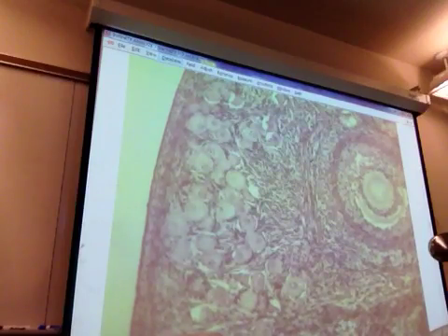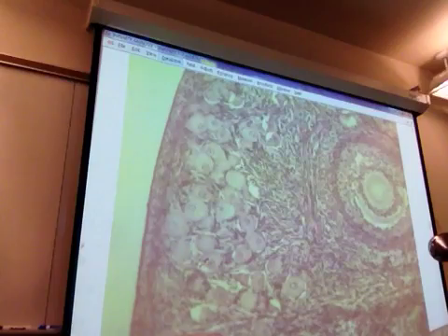That's an egg nest right there. This is an egg nest, yeah. I was trying to see if I could see a primary follicle.